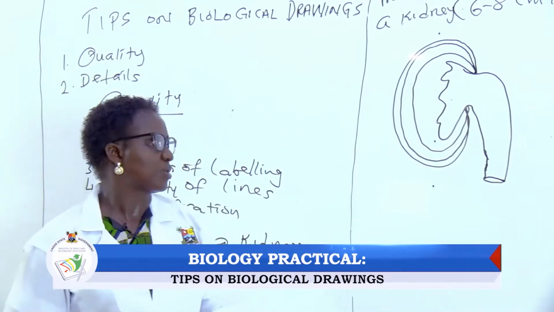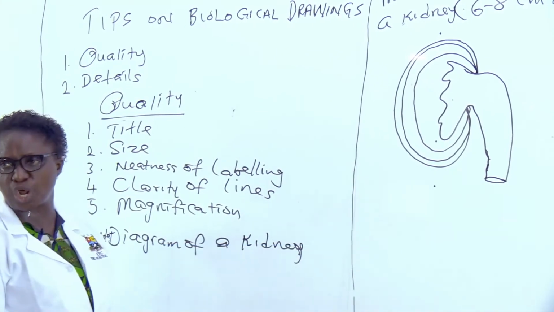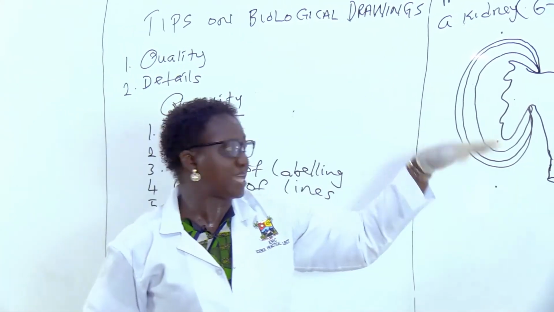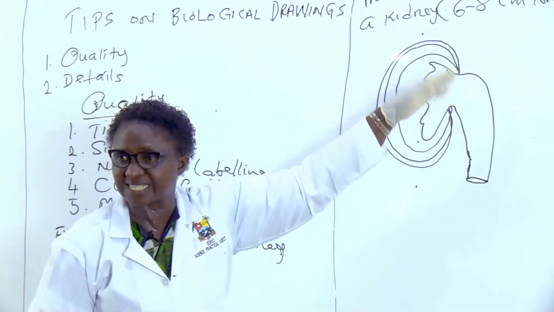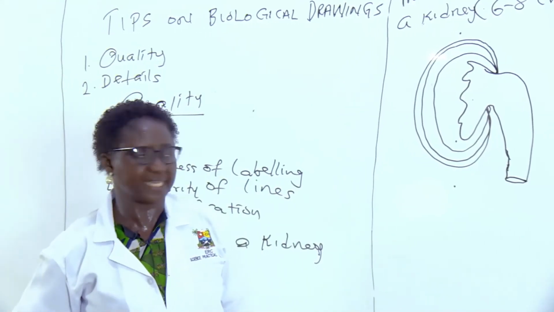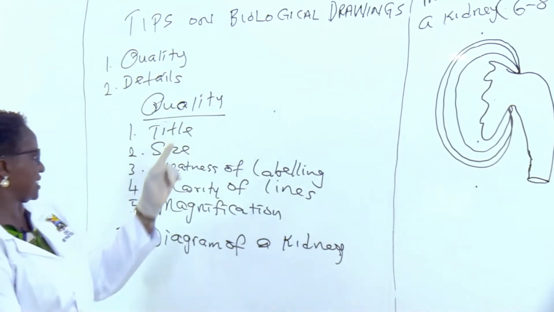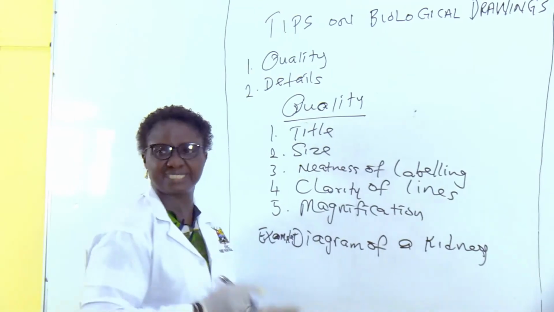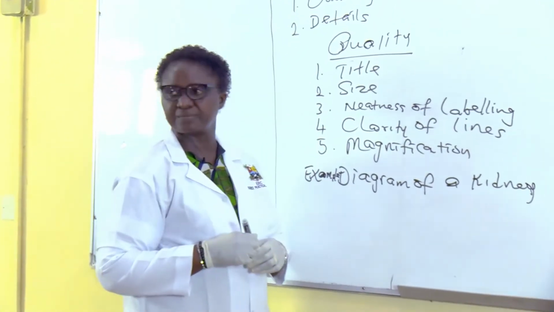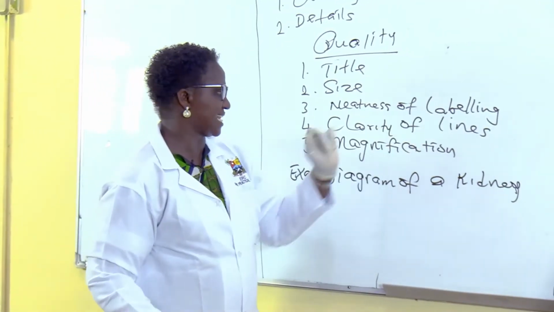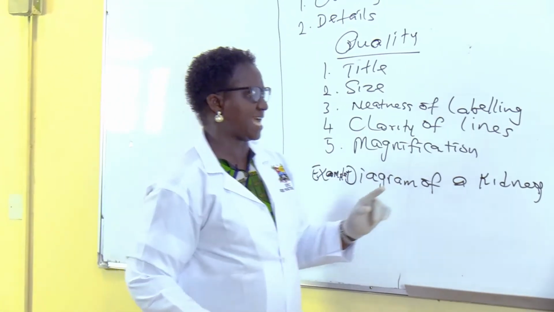These are crucial when you are making biological drawing. So my drawing is here. If I measure it now, it's not less than 6 centimeter, neither is it longer than 8 centimeter. Then the next quality that I have is neatness of labeling. Before I go to neatness of labeling, clarity of line.